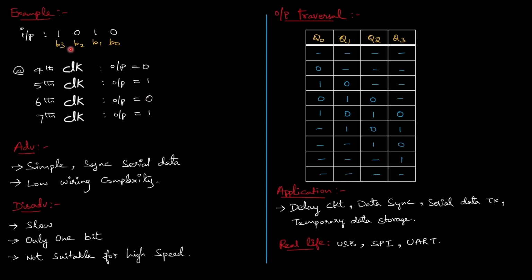Suppose the initial sequence is 1010. Initially nothing reaches the output, but after the fourth clock, the first bit finally reaches the last flip-flop. So from the fourth clock onwards, the output starts appearing. The table on the right side shows exactly how every bit moves through each stage after every clock pulse. Now let's try to simulate this in Cadence.